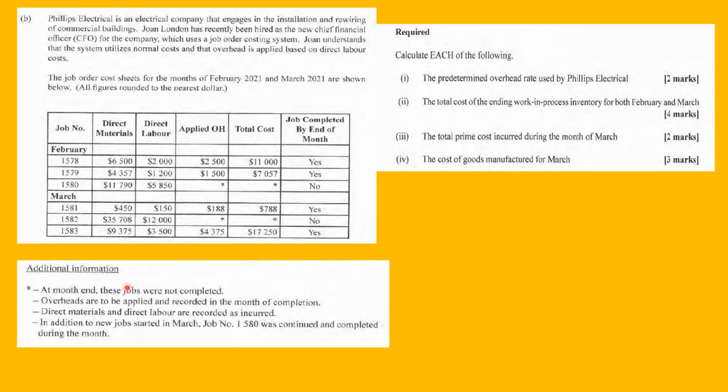Let's take a look at the additional information. All jobs not completed at month end are the ones with the stars. Overheads are applied and recorded in the month of completion. Direct materials and direct labor are recorded as incurred. In addition to jobs started in March, job number 1580 was continued and completed during the month.